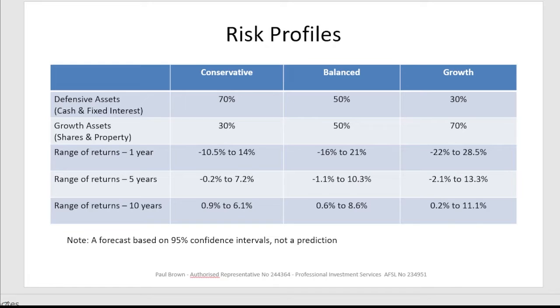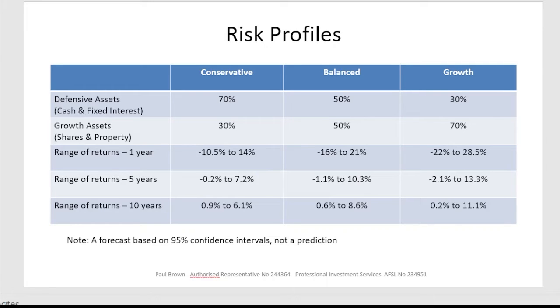So the next row, the range of returns, is similar to the previous slide with the range of returns over a 1 year period. And the next 2 rows give the range of returns over 5 years and over 10 years. And you will see that the longer the time period, the narrower the range of returns, and that's because over time the returns average out. And these ranges are forecast based on a 95% confidence interval. So it's not a prediction, it's just based on statistical data.